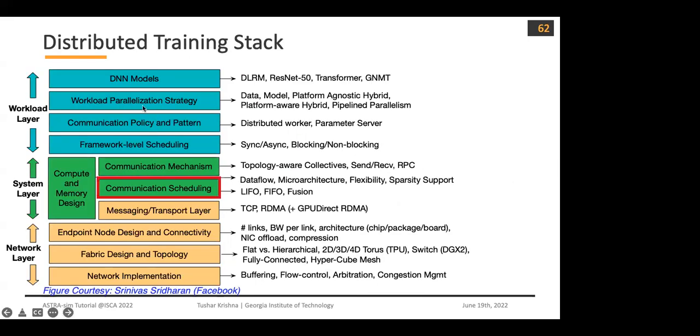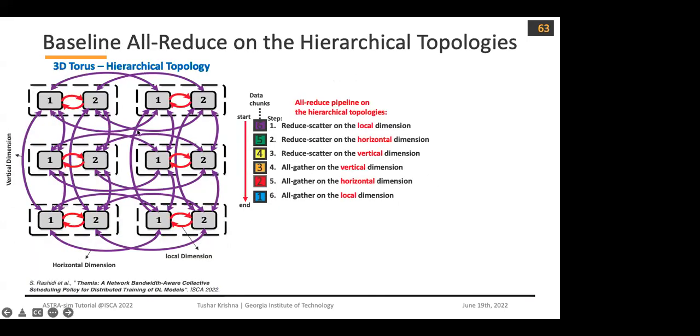Just going through the stack again, on the communication side, once I've decided the specific algorithm I'm using, ring-based, halving-doubling, and so on, now I need to schedule these collectives on the links, cycle by cycle. And as I mentioned already, you have this hierarchical communication happening, especially in these large-scale systems, where you might take the all-reduce, break it into pipeline stages, do reduce-scatter on the local dimension, then across, then reduce-scatter and all-gather on the rows and columns, and finally back on the local dimension.